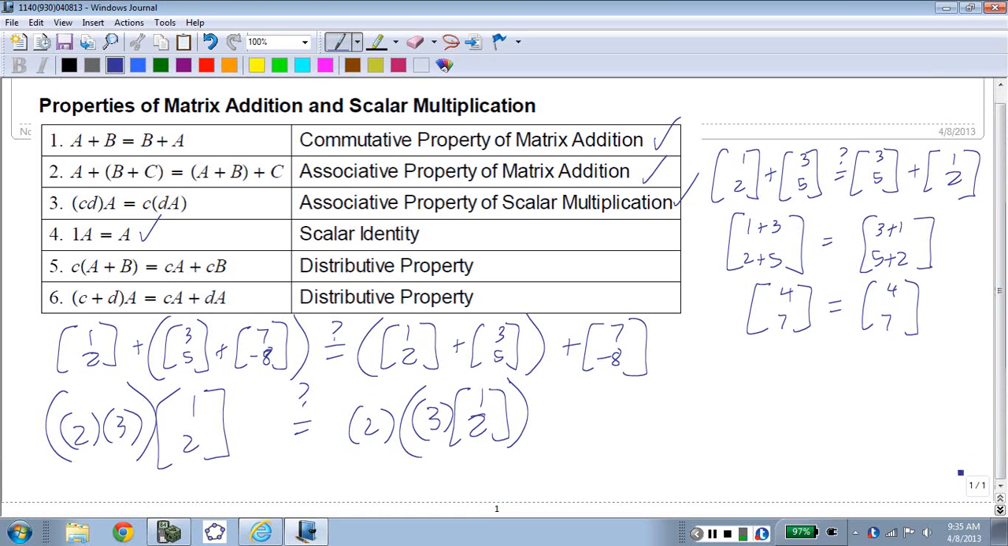Sometimes these end up being nice true-false questions on the test. True or false, if you have matrices that have the same order, so that matrix addition is actually well defined, is it true that A plus B is always equal to B plus A? Well, it is, because of the commutative property of matrix addition. The same for the rest of these.